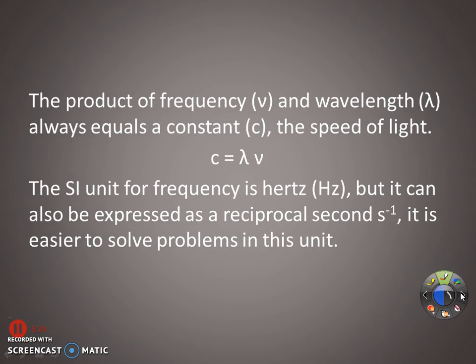The SI unit for frequency is a hertz, Hz, but it can also be expressed as a reciprocal second, s to the -1. If you have it in a reciprocal second, it's easier to solve problems that way because the speed of light is in meters per second. So when you have a reciprocal second, it's easier to cancel that second unit out of the speed of light unit.